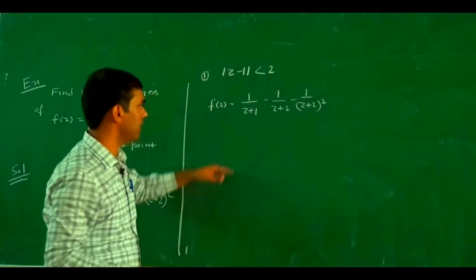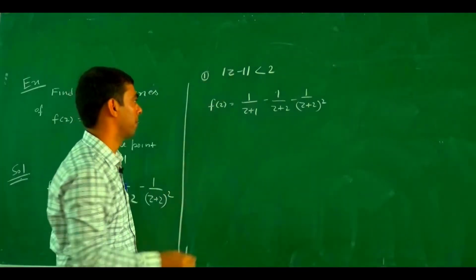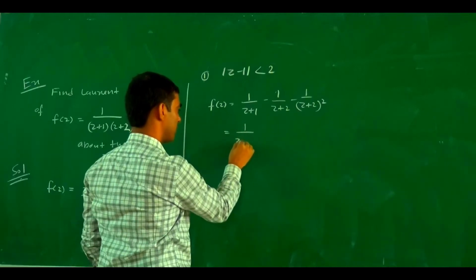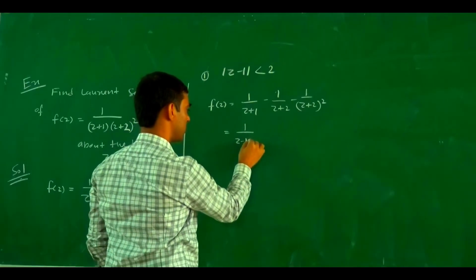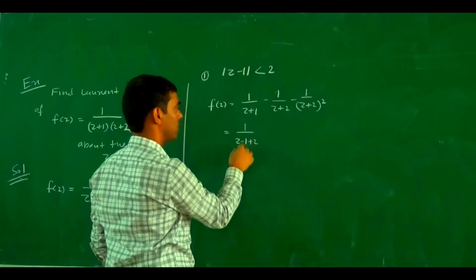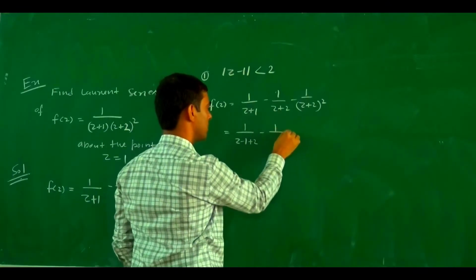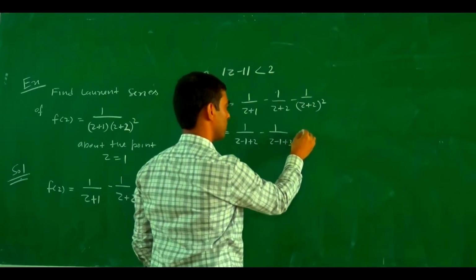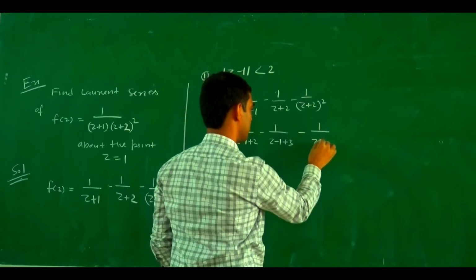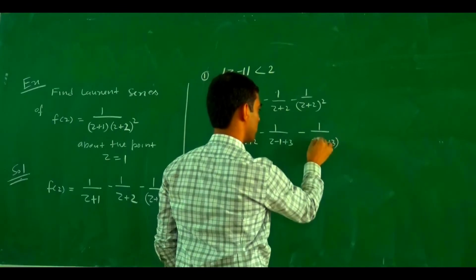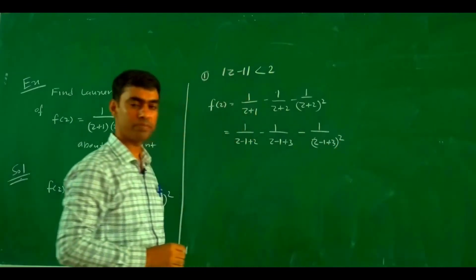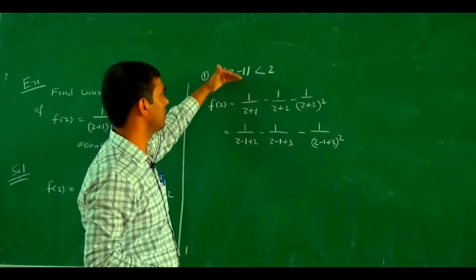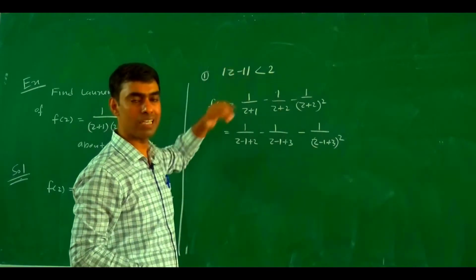If we write in terms of z minus 1, this becomes 1 upon z minus 1 plus 2, then 1 upon z minus 1 plus 3, and minus 1 upon z minus 1 plus 3 whole square. Now it becomes very simple. What is the value of z minus 1 upon 2? It is less than 1.